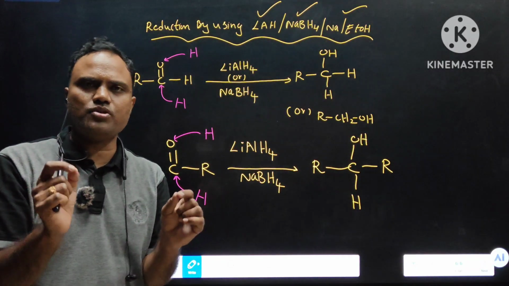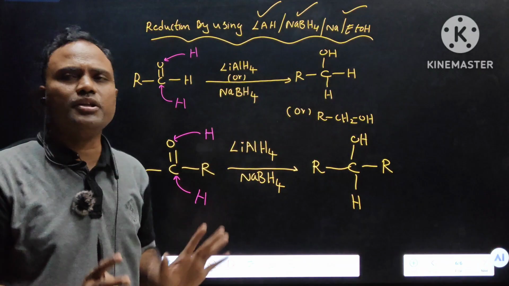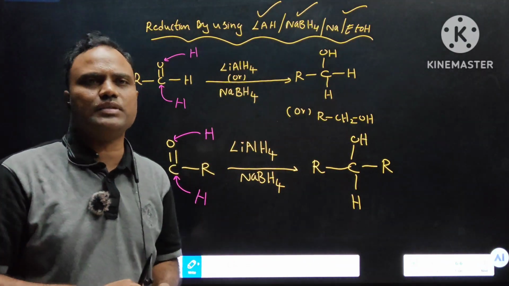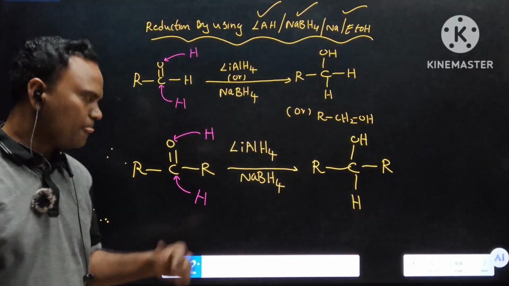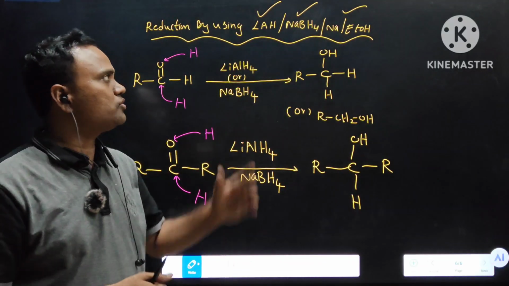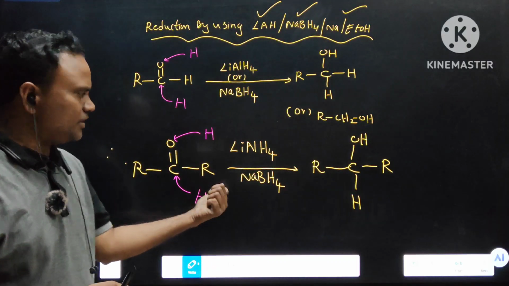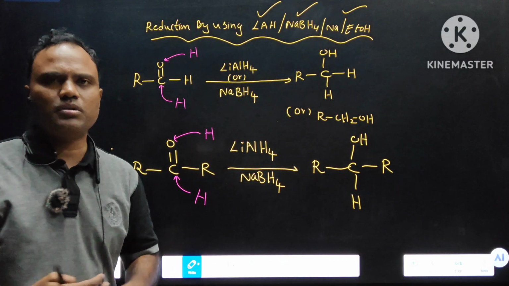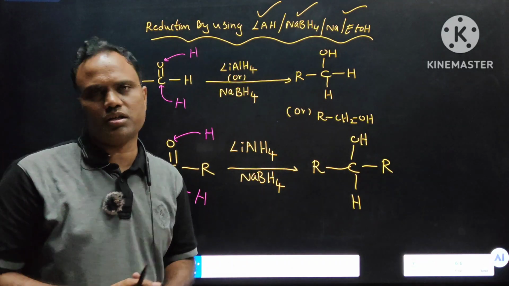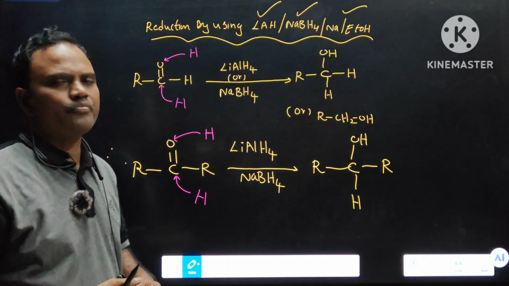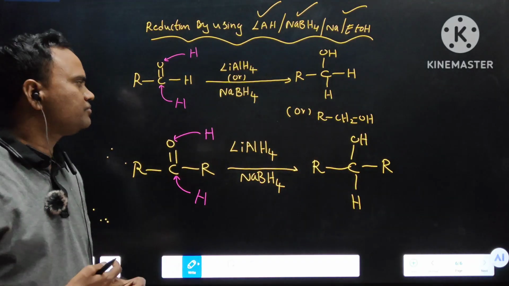Do the same shortcut for sodium in ethanol also, but sodium in ethanol has a special name, that is Bouveault-Blanc reduction. I'll give you that separately. Clear? After completing these two, we'll go with sodium in ethanol, but the method is the same. Adding H, but the name will change. Bouveault-Blanc reduction, that is. Right, copy this, copy.